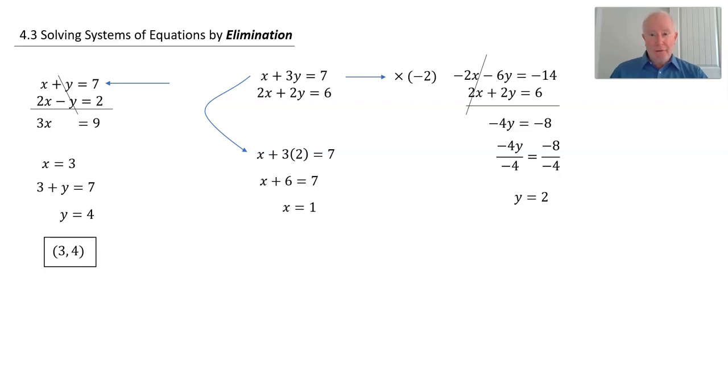So we have an x value and a y value, so we write that as a point. The point is (1, 2), and so that is the solution to our system. And so that's a quick review on solving systems by elimination.